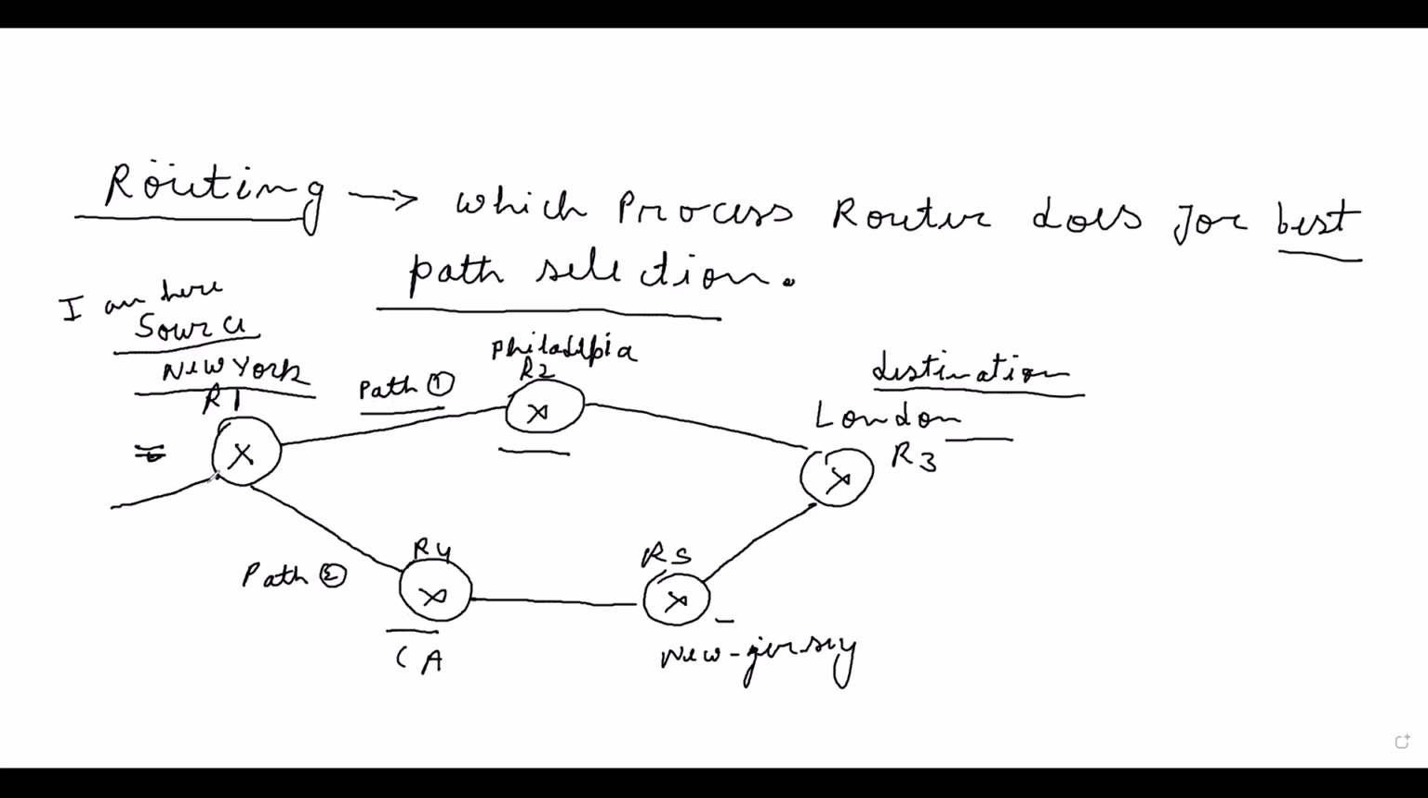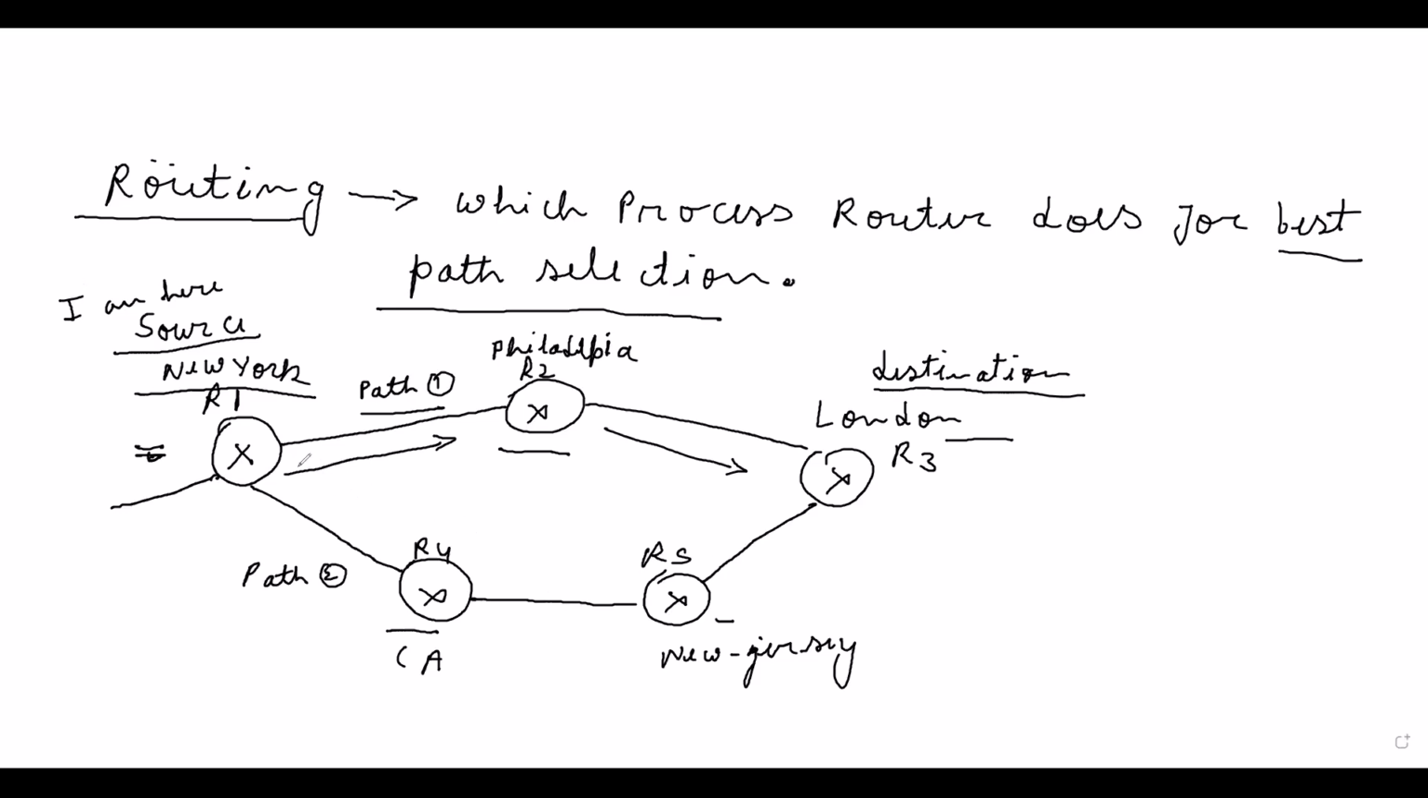So the same router does this thing. It will choose the best path. Which one is the best path to send data to London? Okay. So I just want to clarify routing. That process is routing.